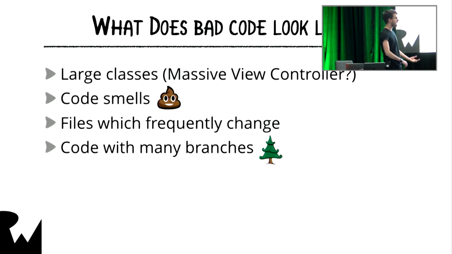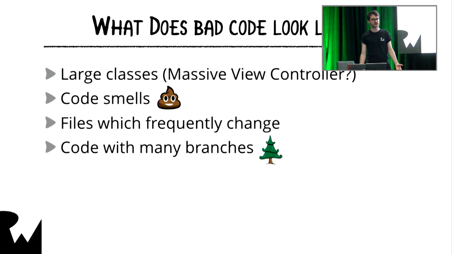So when I'm talking about bad code, what do I mean? Obviously the archetype is a massive view controller. This is pretty much what the majority of bad code looks like on an iOS app. I've had one which has been 4,000 lines, which was quite a challenge. Anything from 500 lines in a view controller is something that I would be really wary of.